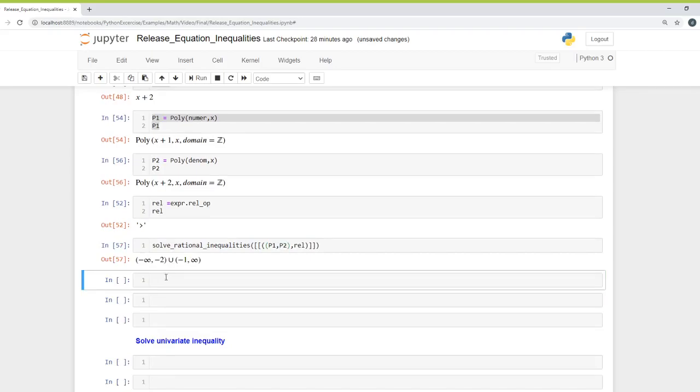And our answer is minus infinity to minus 2. This value from minus infinity is not included, minus 2 is not included, and minus 1 to infinity. These values will satisfy this rational inequality. So this is our example of how to solve a rational inequality.